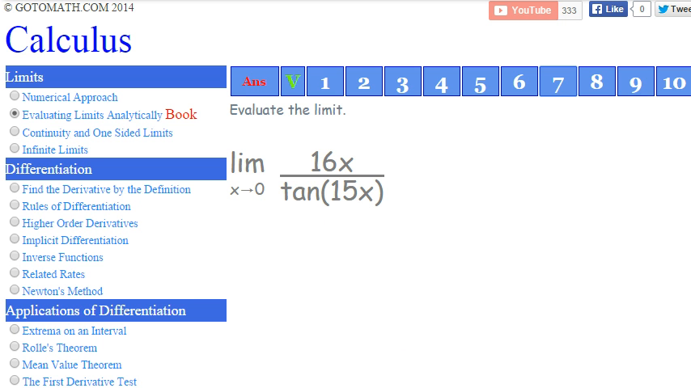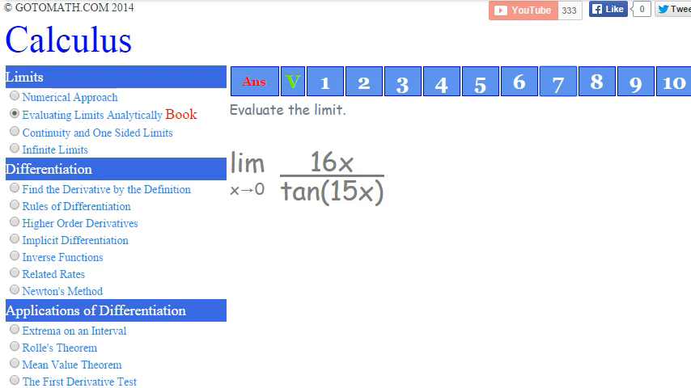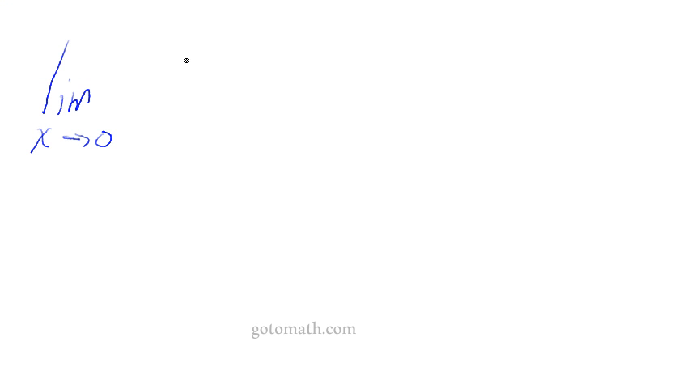Alright, so let's write that up here. Let's use a different color this time. We've got the limit as x approaches 0. Oh, I forgot the 16 over 15. Alright, 16x over tan of 15x.